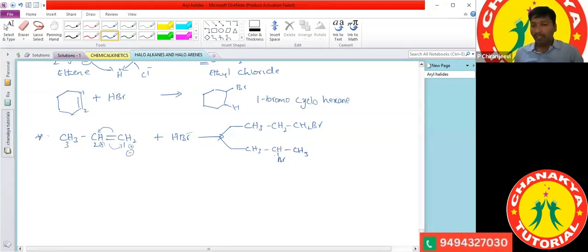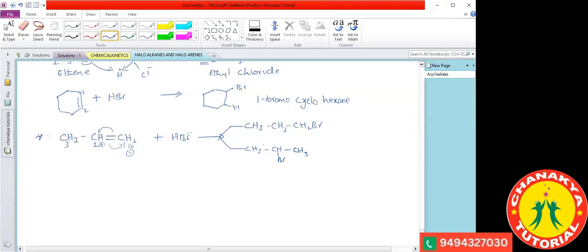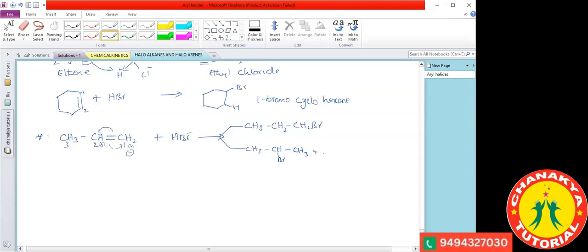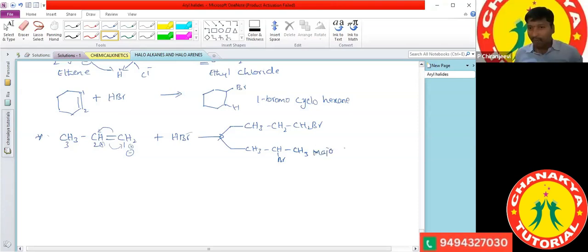Now, they are asking which one is the major product and which is the minor product. When alkene reacts with hydrogen bromide, what is the major product and what is the minor product? The second compound is the major product, I think. Very good. The second one is the major product, and the first one is the minor product.